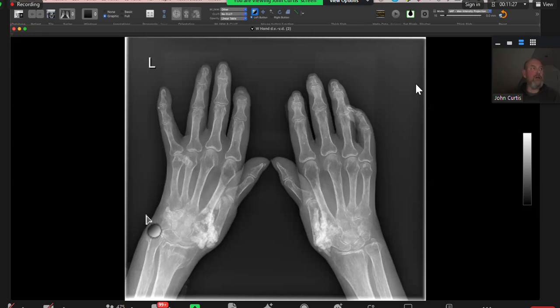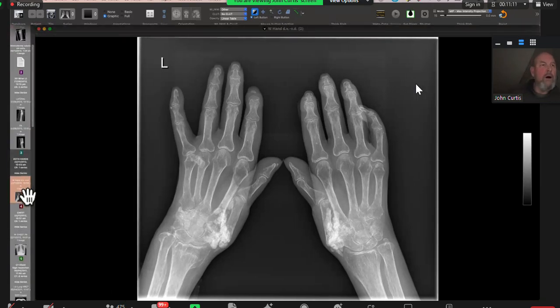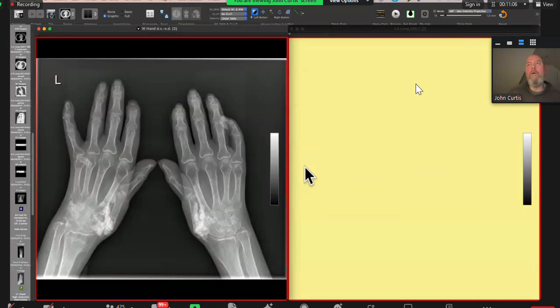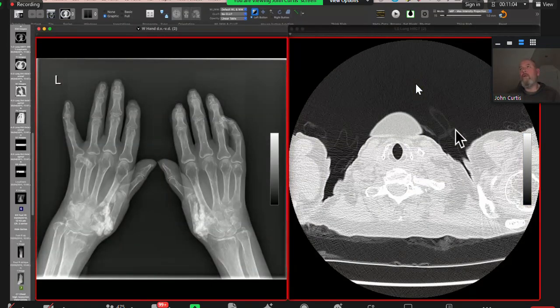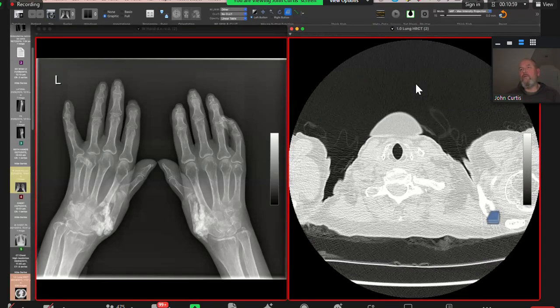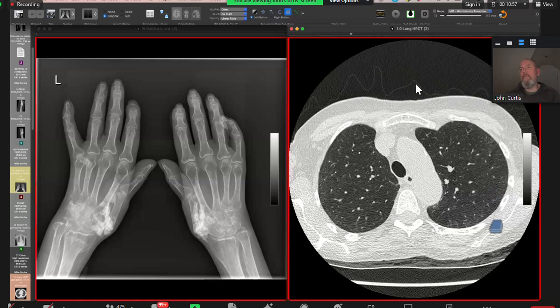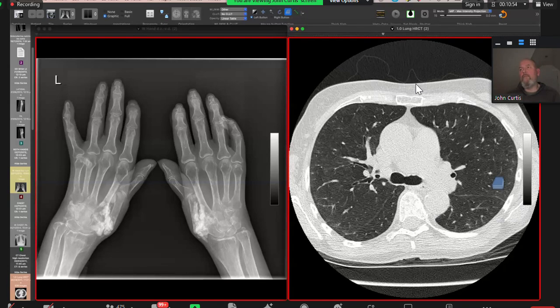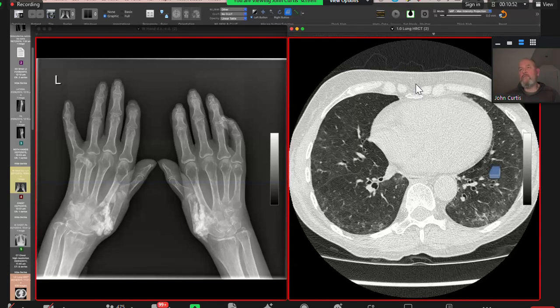No, that's fine. I'm going to show you another. You've got that. I was going to show you the lungs, but I don't think I've got them. I'll just scroll for you. Okay, so this is of the same patient? Yeah. What do you think about the lungs?